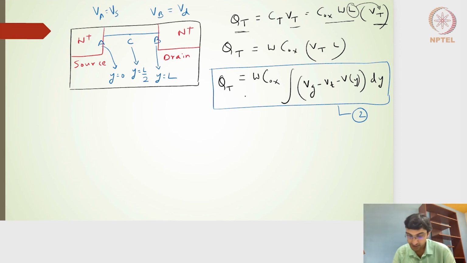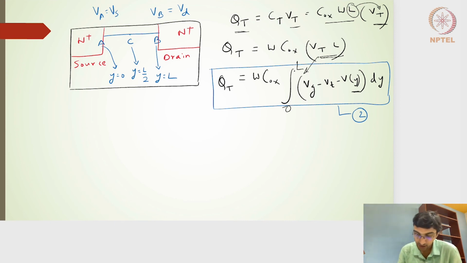Just to generalize this, the total charge is nothing but W C ox, right? So VT of L, so what is the total voltage associated? If I take any point in the channel, it will be nothing but Vg minus the threshold voltage minus the voltage at any point in the channel, V of Y into dy. So this Vt into L, right, is actually taken from this generalized expression of the integral, right, where it ranges from 0 to L here, the integral.